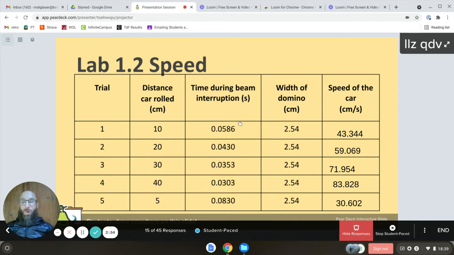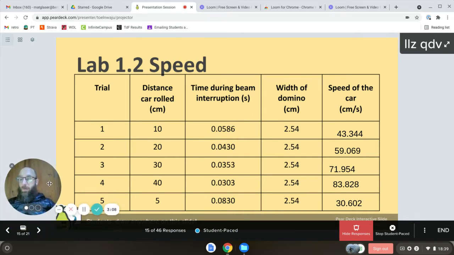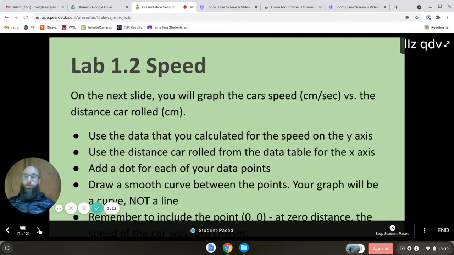And you should notice that as the car rolls farther down the track, the speed goes up. We're going to look at the graph, except for this trial 5, which remember we bumped back, and the speed is the lowest. So that's what you should see right there. I've got to move this up a little bit here. So that looks pretty good.